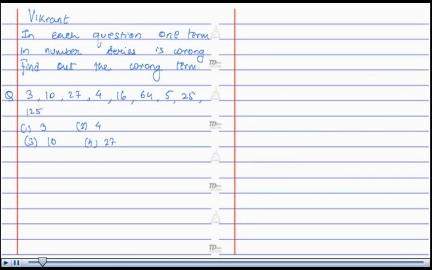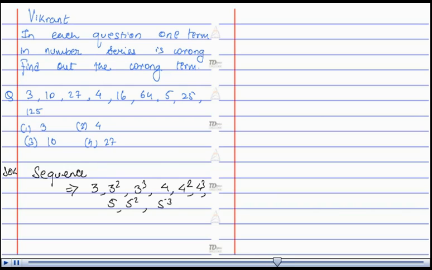Hello, I am Vikrant. In each question, one term in the number series is wrong. Find out the wrong term. 3, 10, 27, 4, 16, 64, 5, 25 and 125. If you look at the sequence that is followed in this series, we have the sequence as 3, 3 square, then we have 3 cube, then we have 4, 4 square, 4 cube, then we have 5, 5 square, 5 cube.